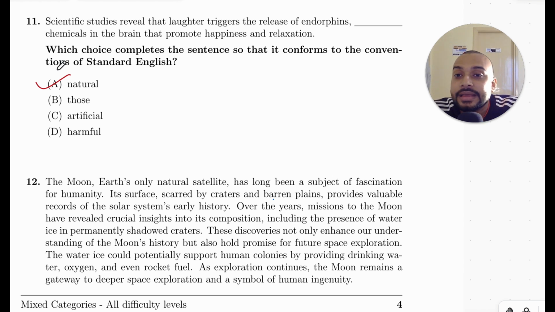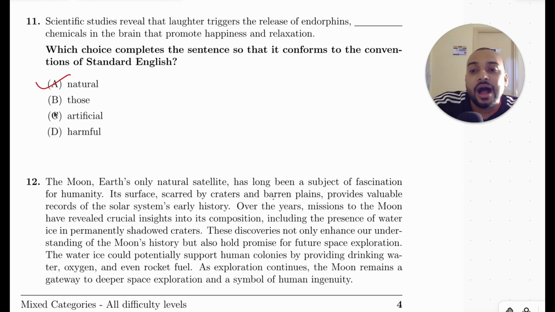B, those. Scientific studies reveal that laughter triggers the release of endorphins, those chemicals in the brain that promote happiness and relaxation. So the word those is actually used to draw parallels or linkages between two things, but such a linkage is not very explicitly mentioned here. So it does not directly link that they're trying to give an explanation or further meaning, to delve deeper into the endorphins.